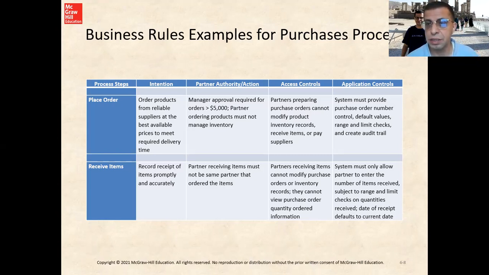Who can have access control? Partner receiving items cannot modify the purchase order or the inventories. They cannot view the purchase order, quantity ordered, information. Why do you think that? Application control: the system must only allow partners to enter the number of items received, subject to the range and limit check, and quantity received, date of receipt, and default to the current. So the receiving department, this is what they are allowed to do.